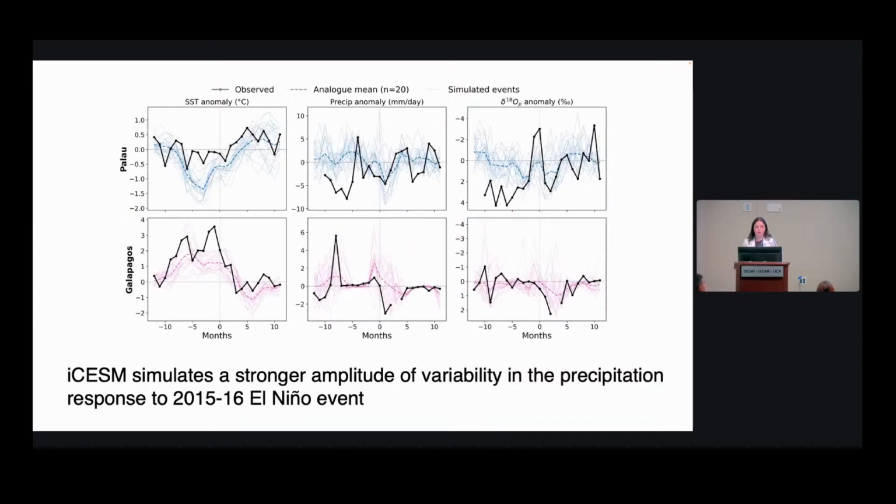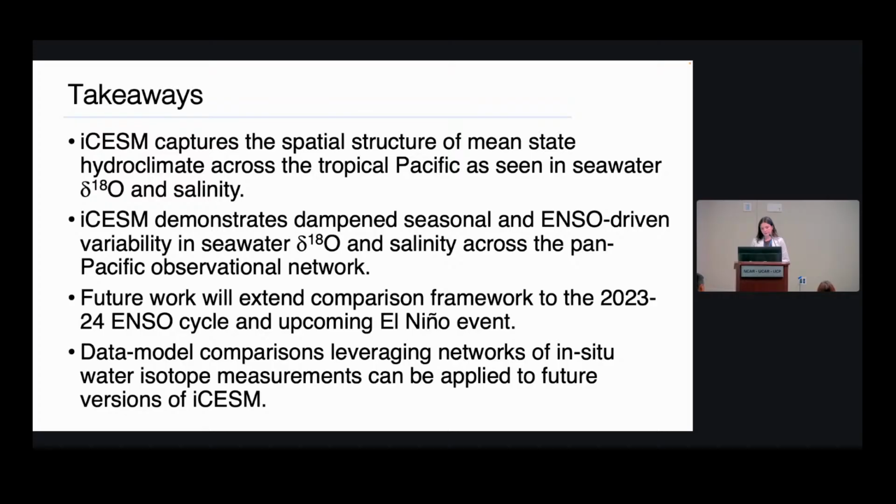However, once again, when we look at the atmospheric lens or precipitation amount and delta 18 of precipitation, we actually see that the amplitude is reasonably captured by ICSM. So again, indicating that there might be a dampening happening in the ocean component of ICSM. So just as some broad takeaways, ICSM is capturing the mean state spatial structures of hydroclimate across the tropical Pacific. However, it does demonstrate a dampened seasonal and ENSO-driven variability in seawater delta 18 and salinity, perhaps due to a coarser resolution or some sort of dampening of ocean dynamics there.